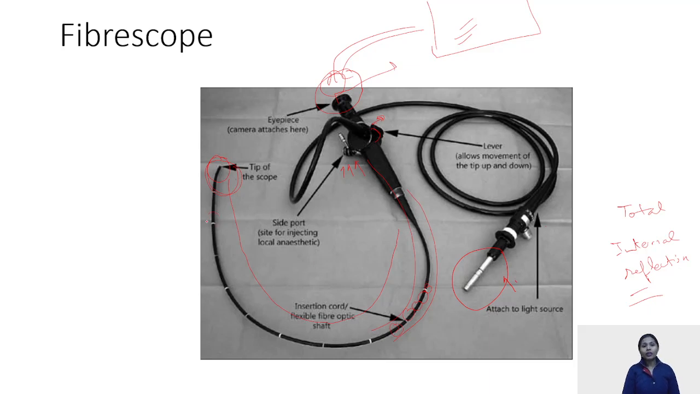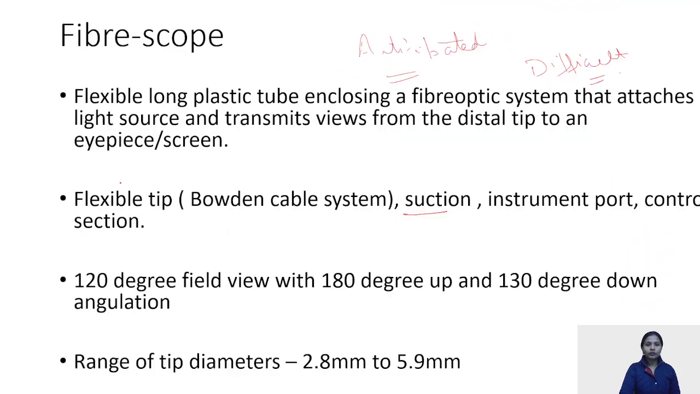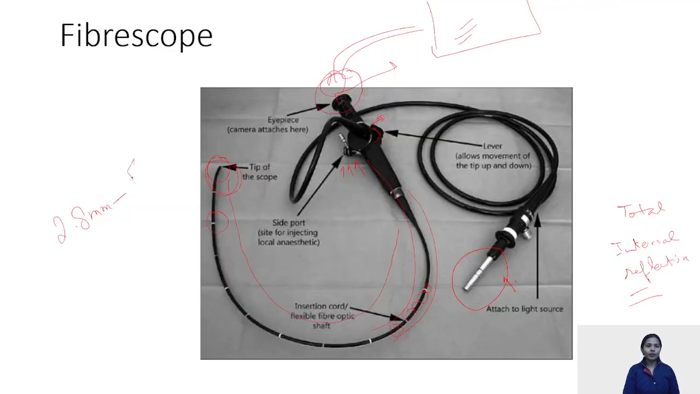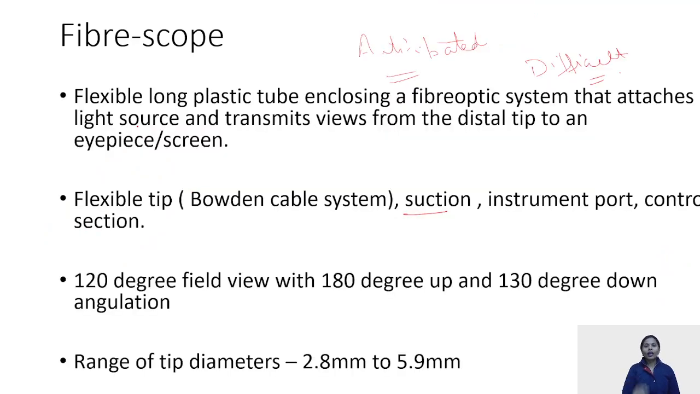The diameter of this fiber scope is around 2.8 mm to 5.9 mm. This is the range of the diameter of the fiber scope. And then you have the field of view of the fiber scope. Not very important for you all to know.